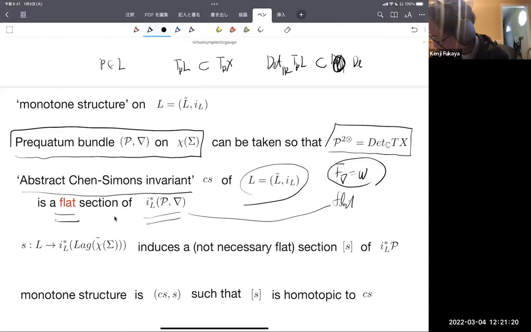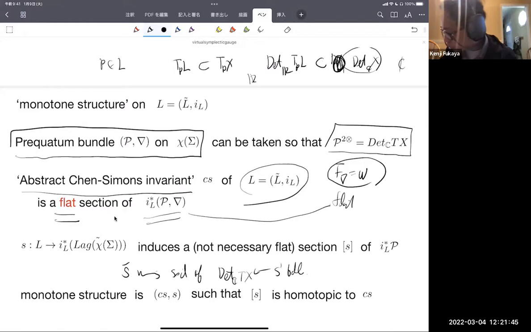So this is the C bundle, and this is the R bundle, but it is oriented. So this gives a section of the determinant, S bar, the S1 bundle. Then since S is a double cover, we obtain this section of P, an S1-valued section of P.